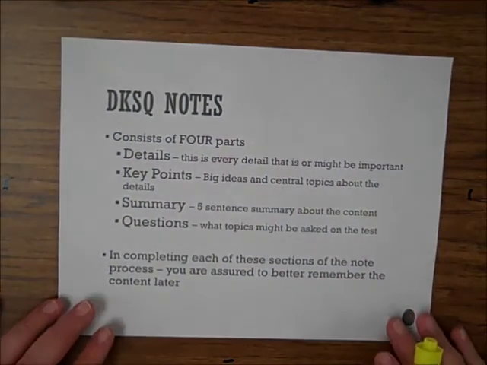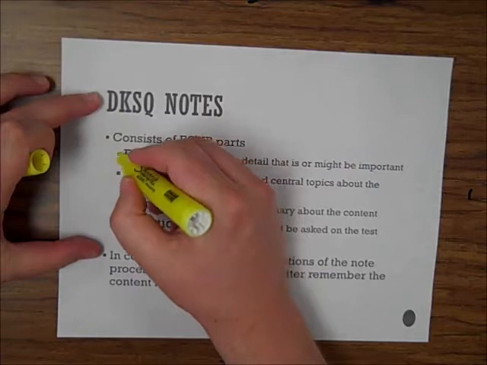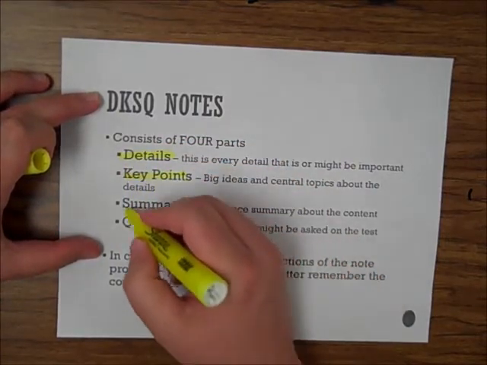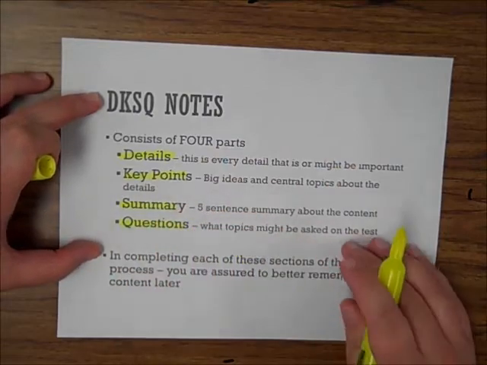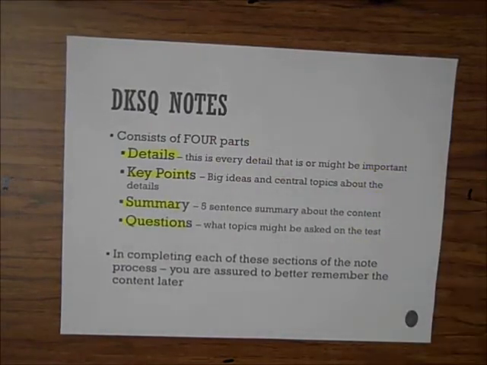Let's talk about DKSQ Notes. It consists of 4 parts: the details, the key points, the summary, and questions. The details are every detail that is or might be important. The key points are the big ideas, the central topics about the details. The summary is typically a 5-sentence summary about the content, and we'll give you specific directions about the summary later. And then the questions are what topics might be asked on the test.